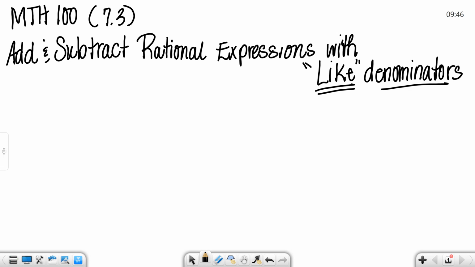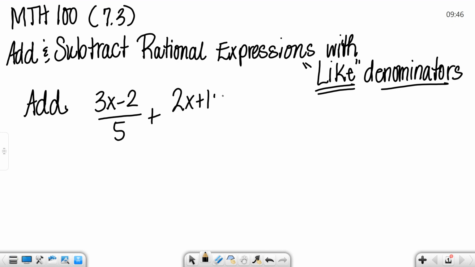Math 100 Lesson 7-3, we are going to add and subtract rational expressions with like denominators, which means they are going to have the same denominator. So if we are asked to add 3x minus 2 divided by 5 plus 2x plus 12 divided by 5. Now, this is a rational expression because they're both fractions, and we're asked to add them. That's what a rational expression is, just fractions. So we are asked to add these two things.